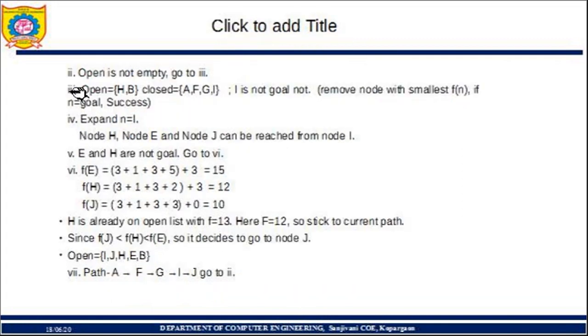Again go to step 2. Open is not empty, go to step 3. From step 3, I have 3 things, I, H and B. The F value of I is minimum among all the 3. So we select I to be expanded further. So I is put into the closed list. Is I a goal node? No. So go beyond that. Expand I. So what are the children of I?